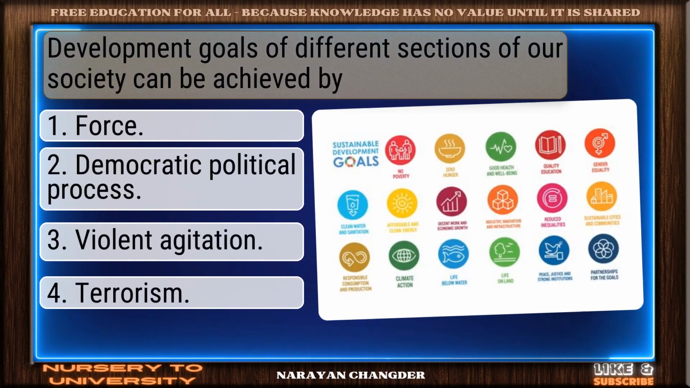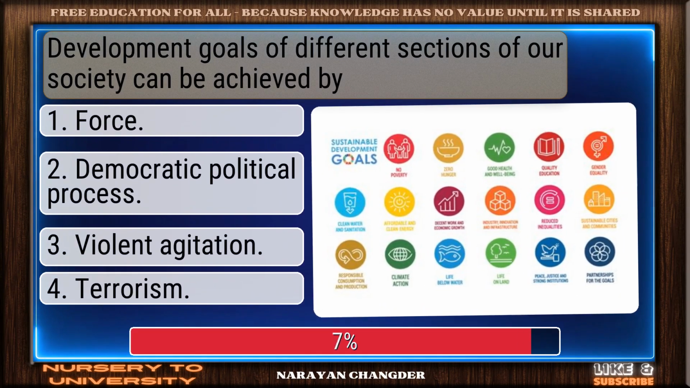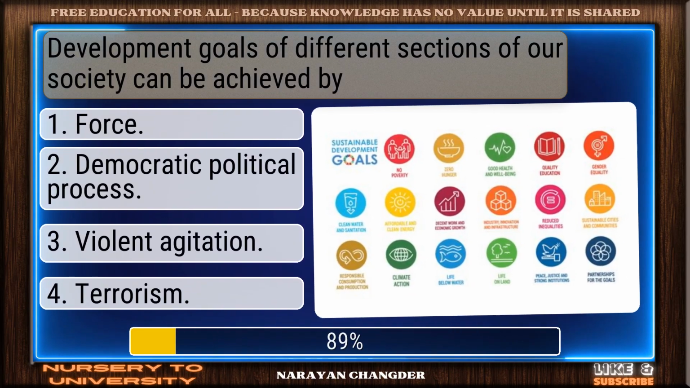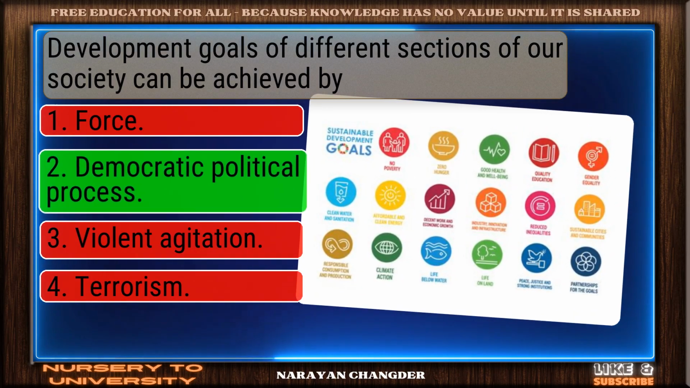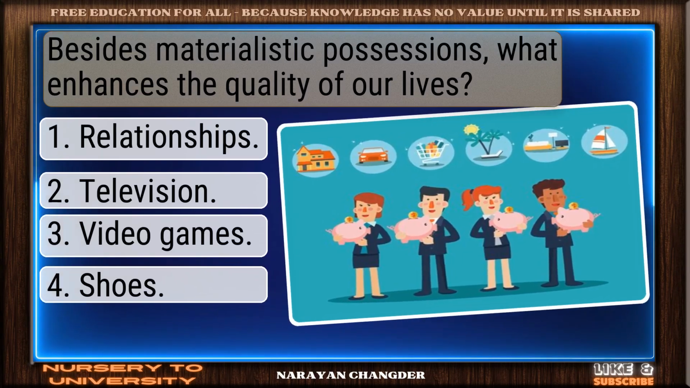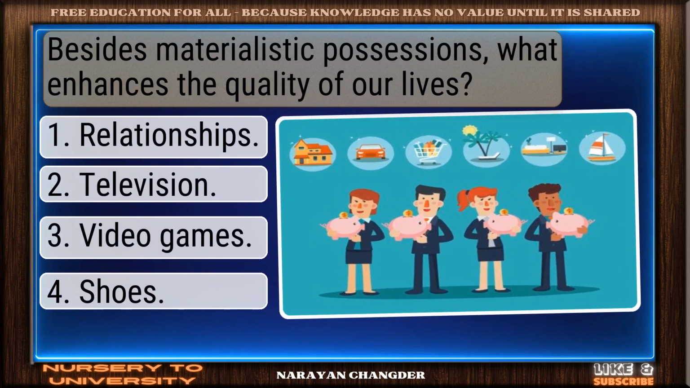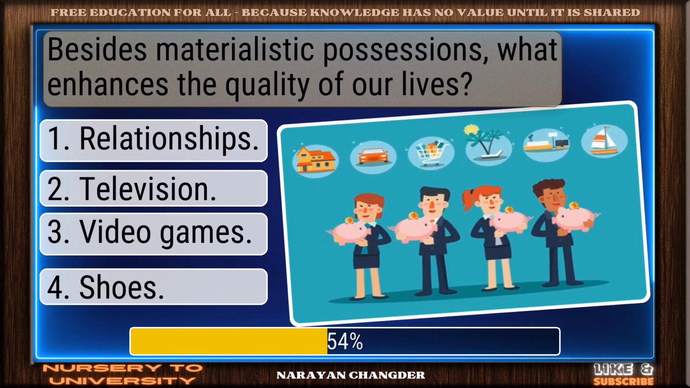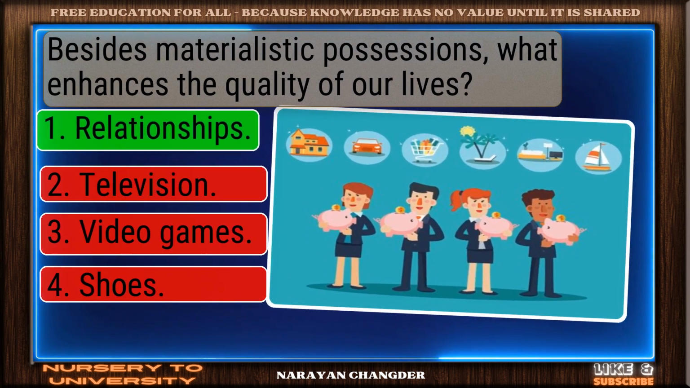Development goals of different sections of our society can be achieved by. Nice selection. Democratic political process is correct. Besides materialistic possessions, what enhances the quality of our lives? Clear logic. Relationships is sound.